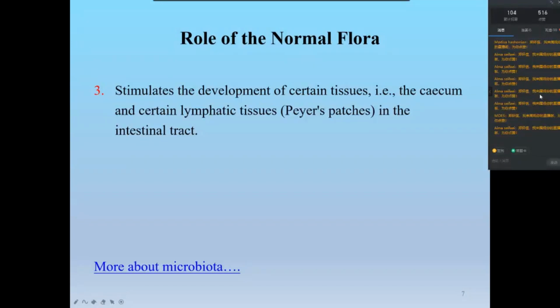Okay, before we go to the next topic, I'd like to share with you a short video on microbiota. This is a cartoon, and it will give us a clearer idea, a clearer impression, and also include something we didn't cover. Okay, more about microbiota.